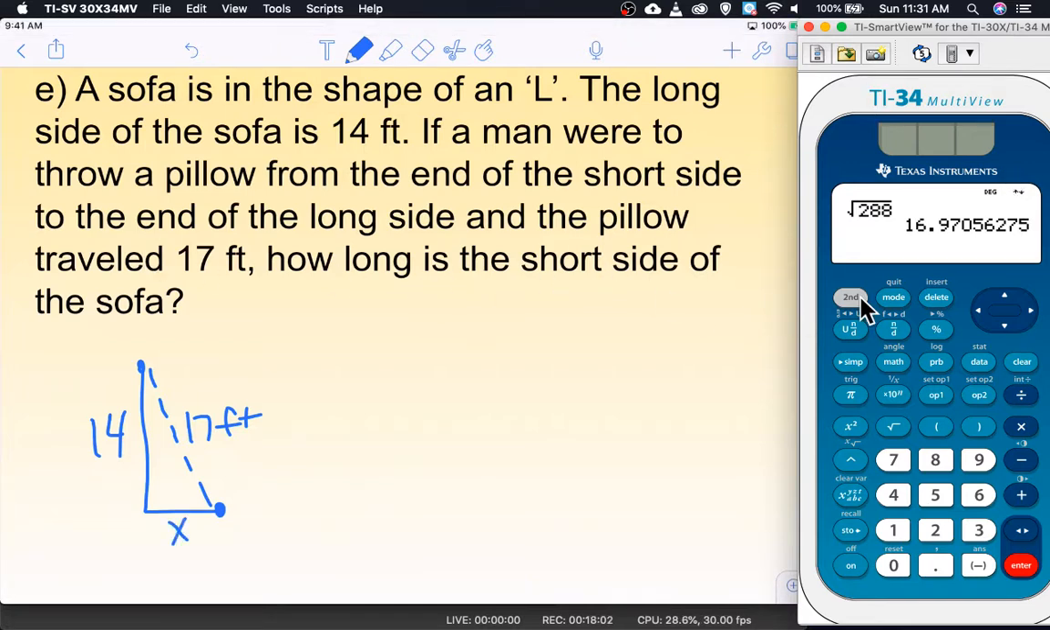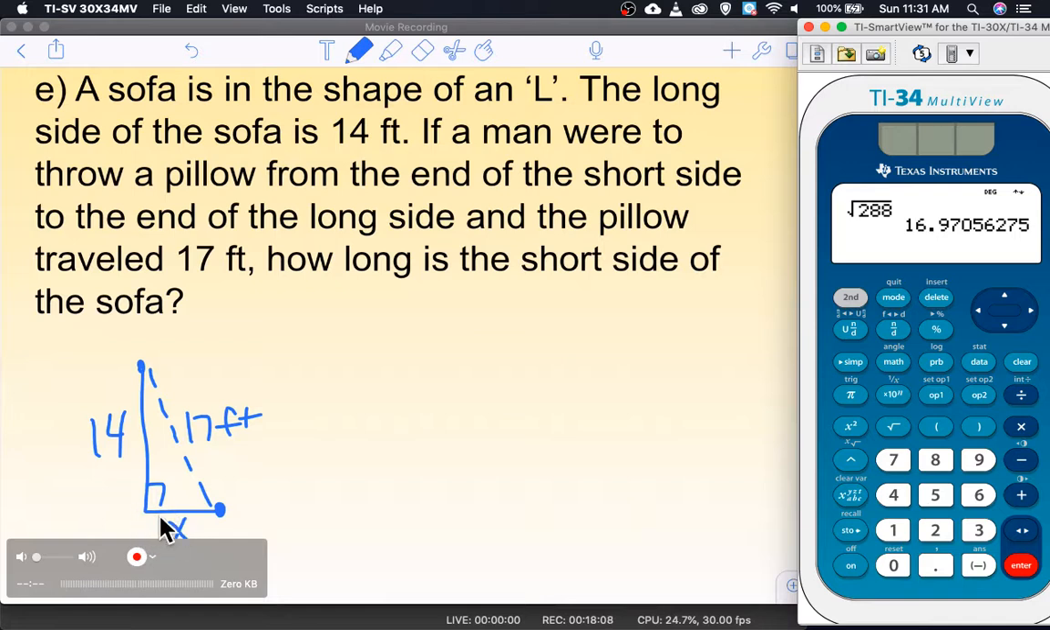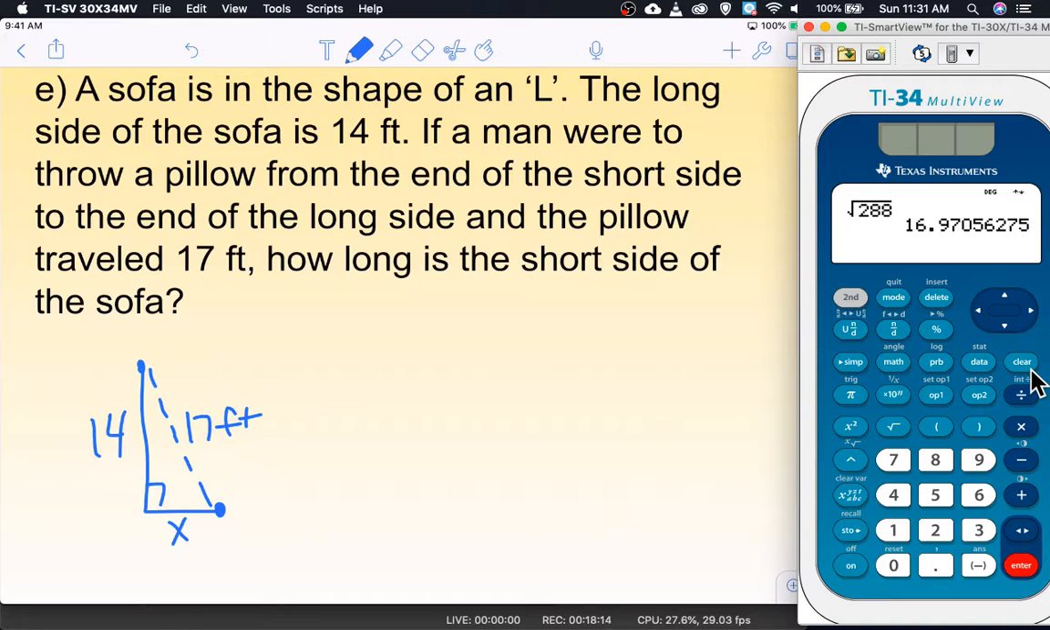This really just took drawing and labeling the picture. Because it's an L, we have a right angle down here. The long side is 14, the distance the pillow traveled is 17, and then we just go to town. A squared plus b squared equals c squared. My hypotenuse is the 17, so that's my c. The other two sides are just the other two sides.